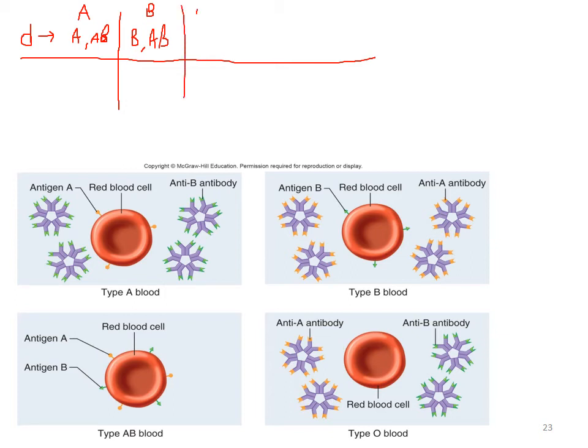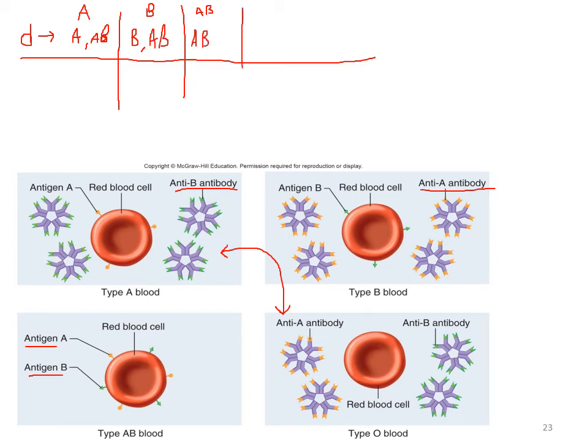If I'm type AB, again, I look at my antigens. I've got antigen A and antigen B, so I cannot give it to anyone with either an anti-A antibody or an anti-B antibody. Since the other three all have one or both of the antibodies, the only person AB can give to is other ABs.